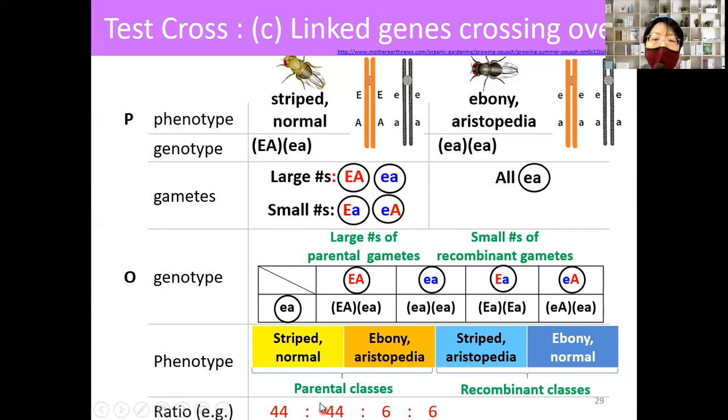Now this number you don't have to memorize, because I just simply put a number to show that this is larger and this is smaller only. But it makes sense, right? The recombinant number will be smaller because it's all based on crossing over, which is by chance. The chance of crossing over is smaller, so the number must be smaller. Okay?